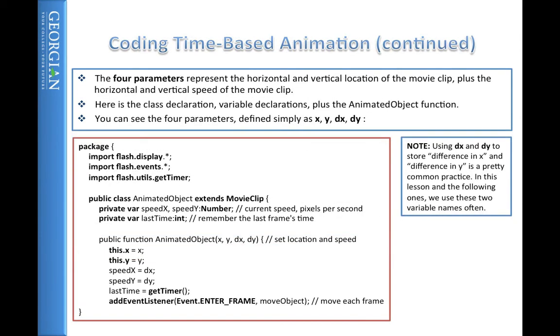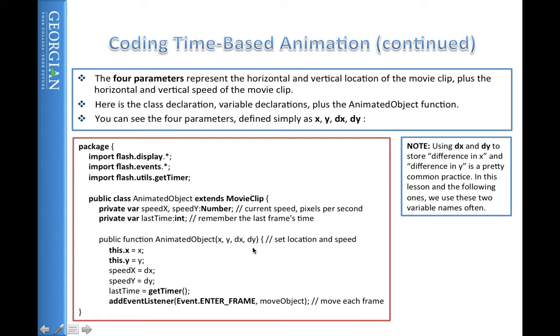So again, we're going to take 4 parameters into this animated object function, right? So again, why are we using it, right? Because, and this is when we take a look at what it does, here's our animated object. Well, it's definitely an extension of movie clip. So movie clip is its base class. So we're going to make a subclass of the movie clip superclass. And we're taking these 4 parameters.